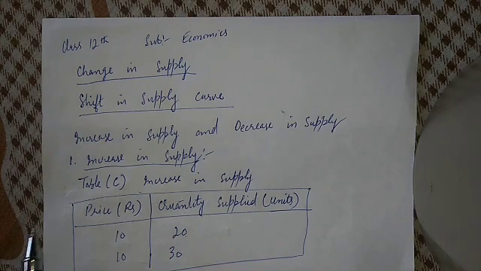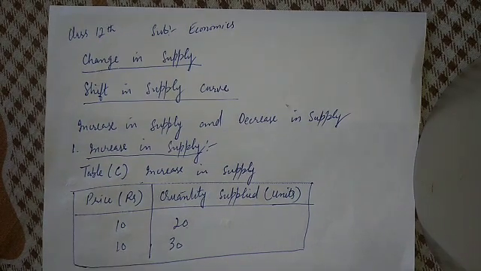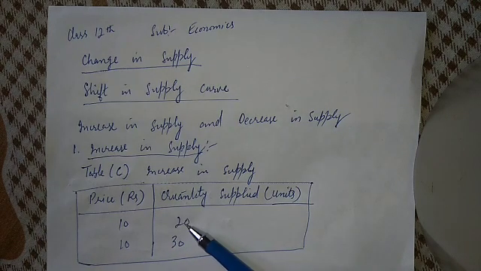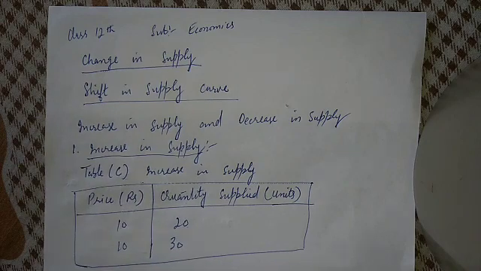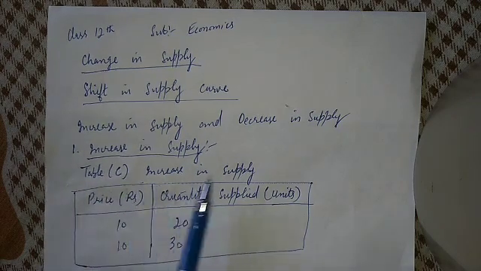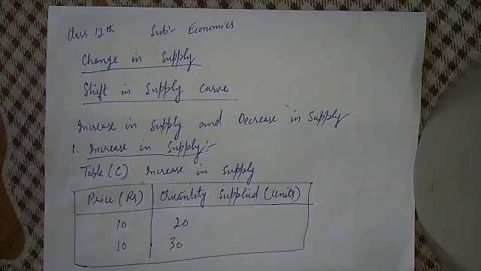If you have a look at this table, it shows that initially 20 units of commodity are supplied at the price of rupees 10 per unit. Due to some other factors, now 30 units are supplied at the same price. This shows the increase in supply. Now I will show you this with the help of figure.